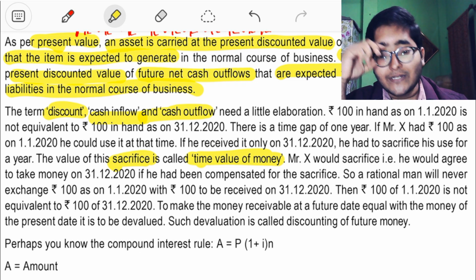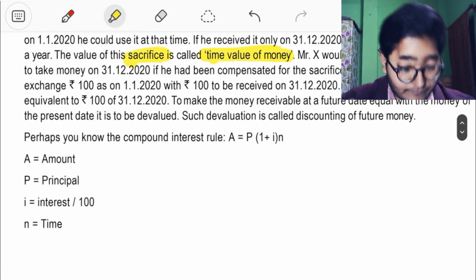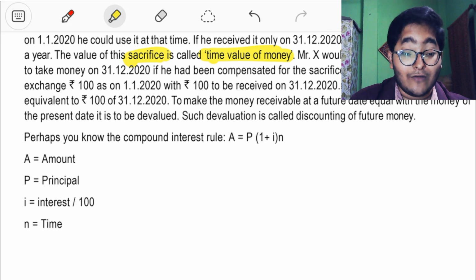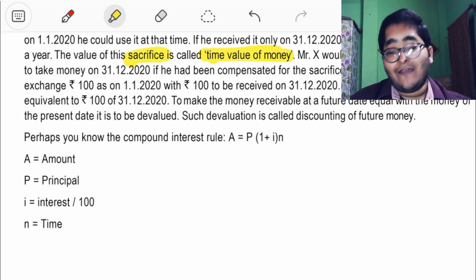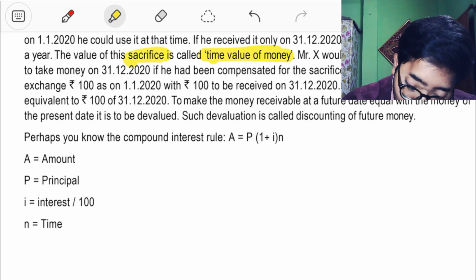Such devaluation is called the discounting of future value. यहाँ पे हम लोग उस एग्जाम्पल या फिर उस जो हम लोग फॉर्मूला दिख चुके हैं वहां पे इसका एक्सप्लेनेशन है. Perhaps you know the compound interest rule.